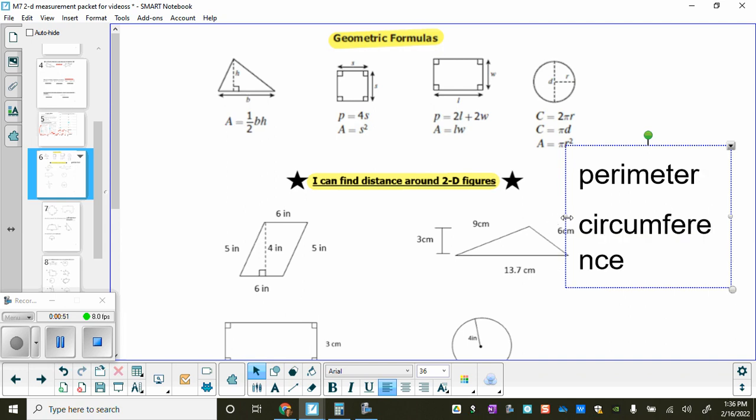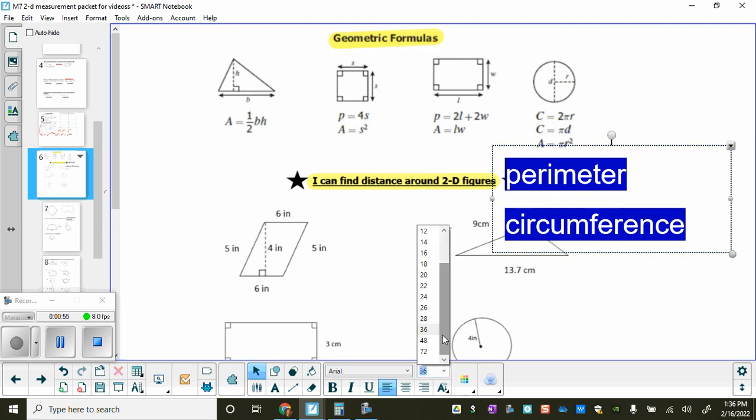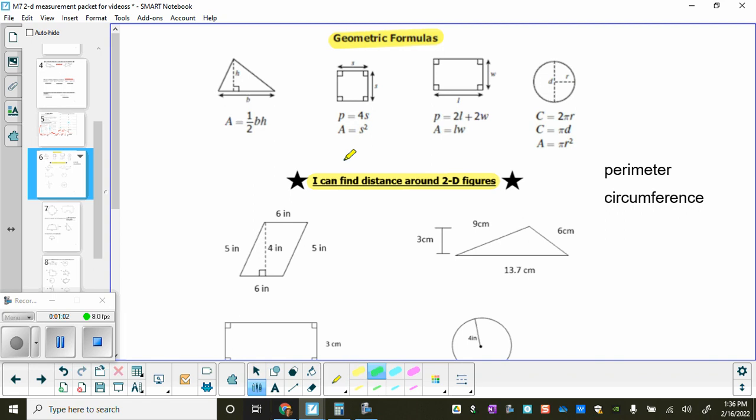Now, perimeter is just something that goes around a polygon, and circumference is the word we use for circles. So these are the two words. I can kind of get away with just saying the distance around the 2D figures, because that's the definition of perimeter. Perimeter goes around a triangle or a square or a rectangle, and we use the word circumference for the same thing, just when you're going around a circle.